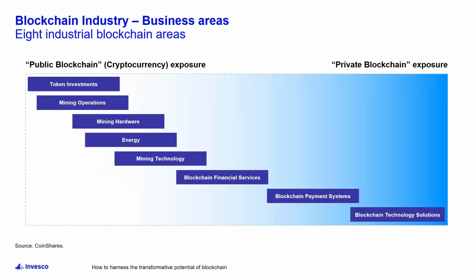In terms of the blockchain industry space, the analysts at CoinShares break the blockchain space down into, broadly speaking, 8 blocks. On the left hand side of this slide are the most public blockchain exposed or cryptocurrency exposed parts of the blockchain space: token investments, crypto mining operators, mining hardware providers, energy providers that have the potential to provide energy for crypto mining in the specialist ways that it's needed, and indeed mining technology companies. And then as we move further to the right, we're getting more into the private blockchain or enterprise blockchain solutions. So at the far right, you've got things like blockchain technology solutions and blockchain payment systems, and then in the middle there, blockchain financial services, which bridges the gap, both using private blockchain but also supplying the public blockchain space.